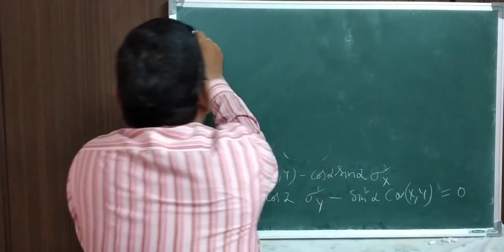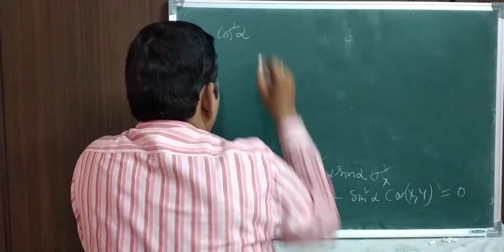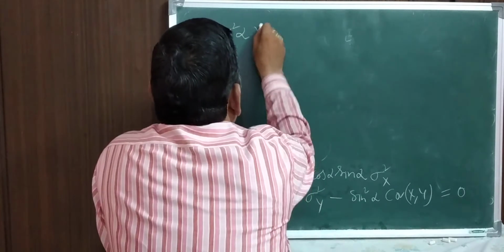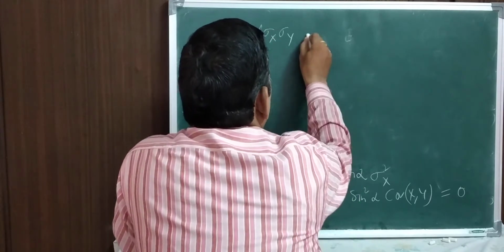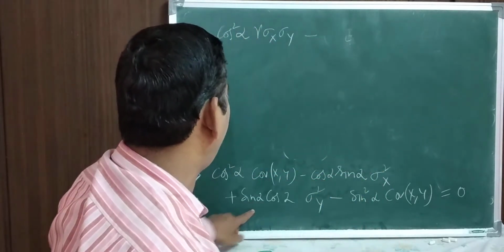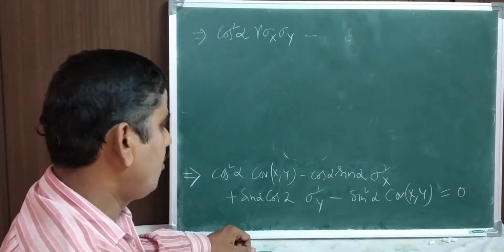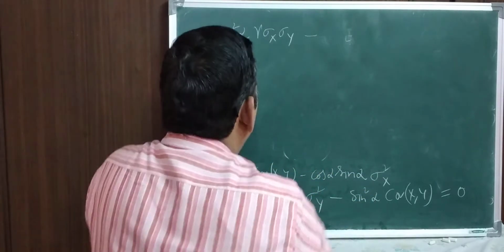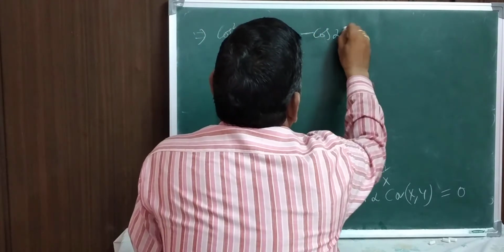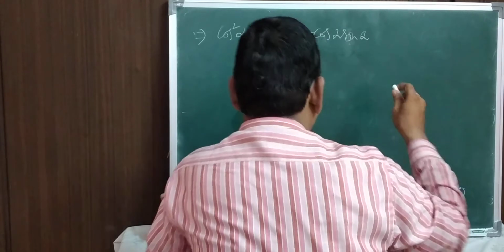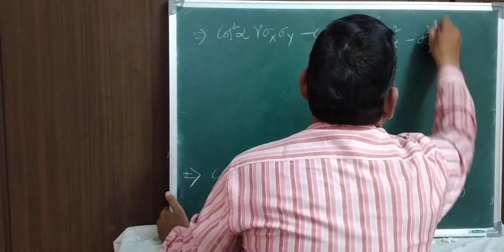Whenever you have covariance of x y, substitute r into sigma x sigma y, which implies cos square alpha multiplied by r into sigma x sigma y minus, I take common here cos alpha sin alpha, and here it is sigma square x and sigma square y. So if I take minus cos alpha into sin alpha common, then we have sigma square x minus sigma square y.